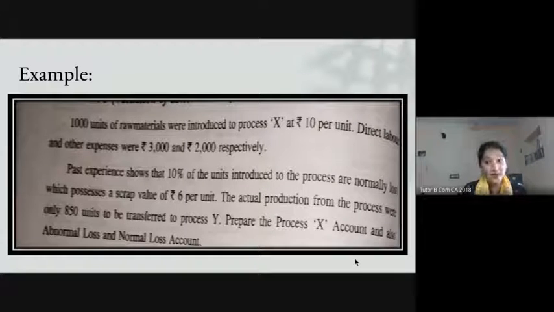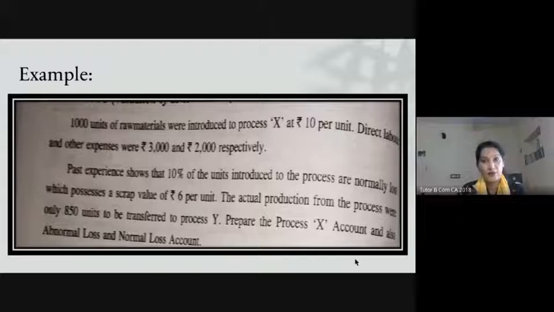So it is very clear from this that there is a mismatch. Why? 1000 units were the input. The output they expected was 900. How? 10% is normal loss. So 1000 into 10 by 100 gives us 100 units.